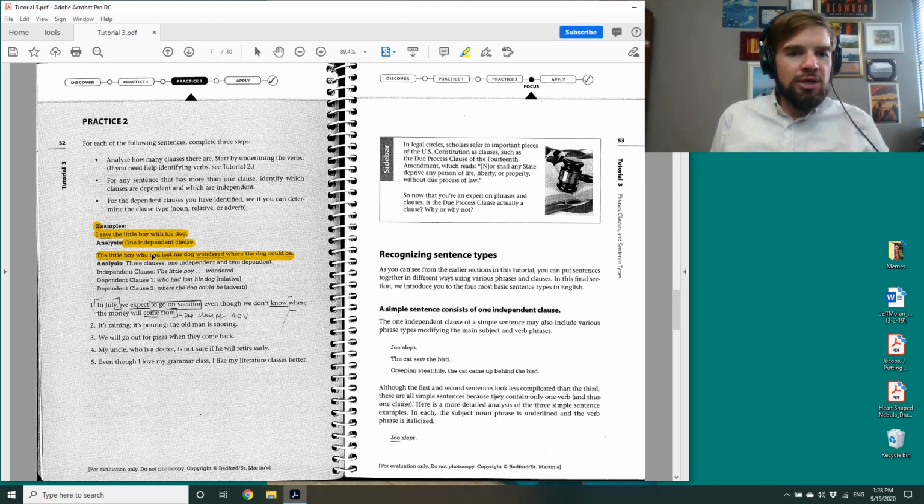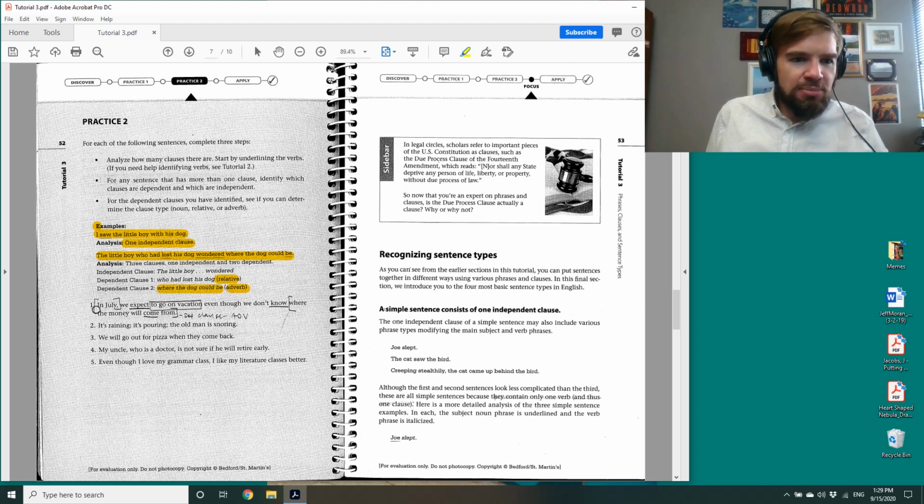Now, the little boy who had lost his dog wondered where the dog could be. Analysis: there are 3 clauses, 1 independent and 2 dependent. The independent clause is the little boy wondered. The dependent clause number 1 is who had lost his dog. That's a relative clause describing the boy. And the second dependent clause is where the dog could be. It's an adverb clause modifying, affecting the verb wondered, right?